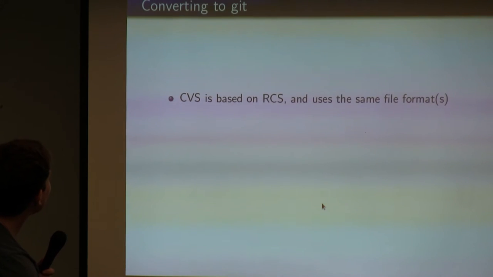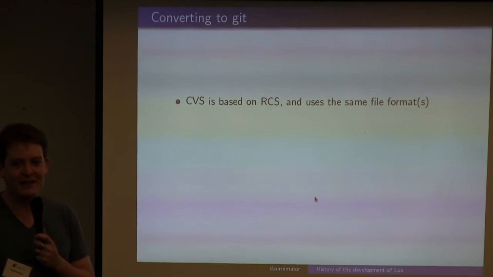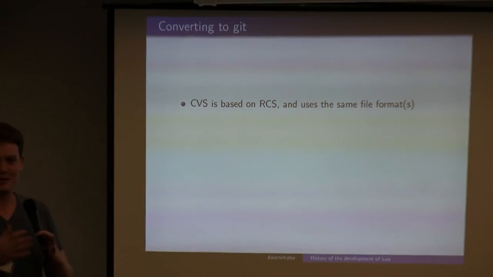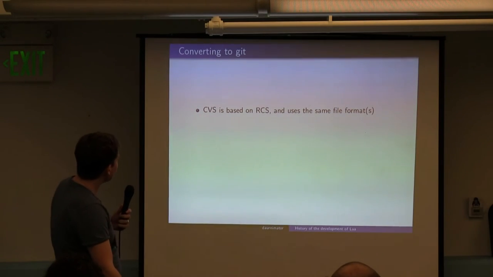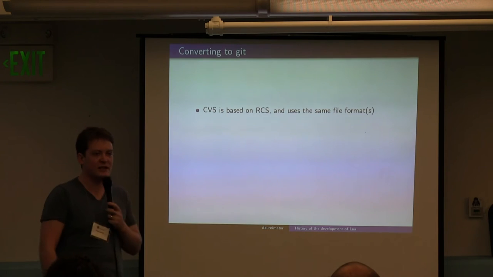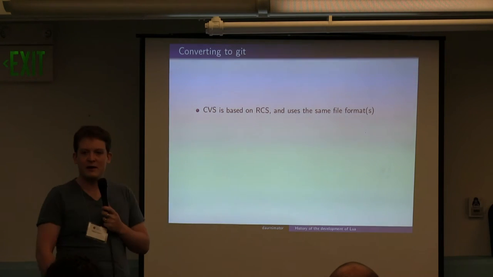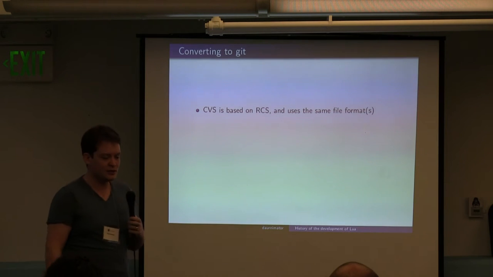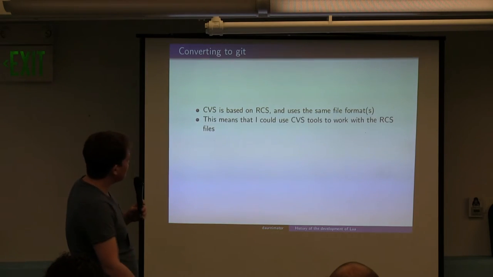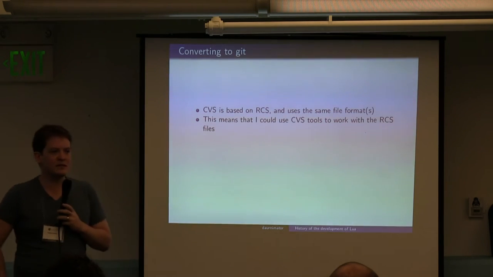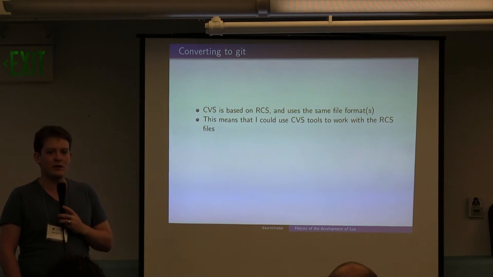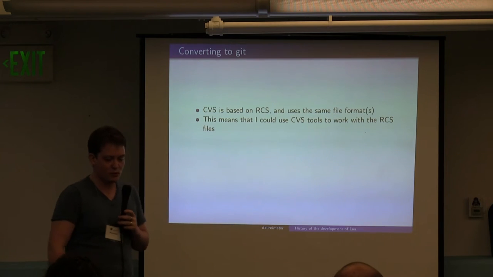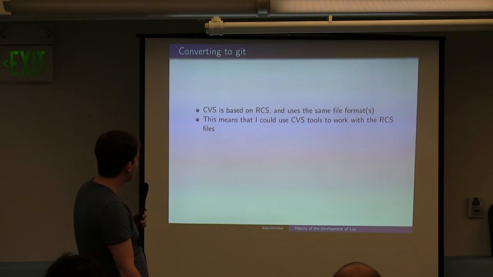So Orange will convert all this to Git so we can see the history, possibly through a more reasonable lens. So CVS is based on RCS. It's the same file formats, CVS just makes RCS distributed, which means that all the tools around for working with CVS repositories still work on RCS files, which is what all the tools I was using were pretty much, CVS-based ones.